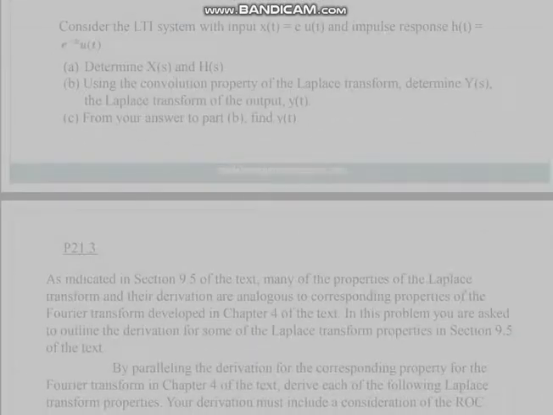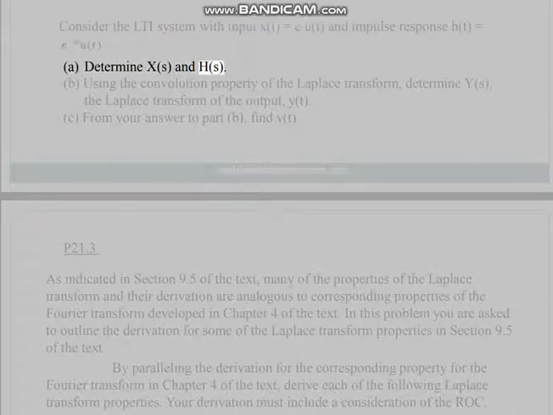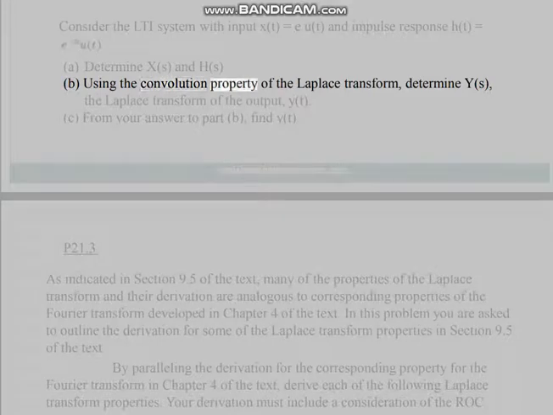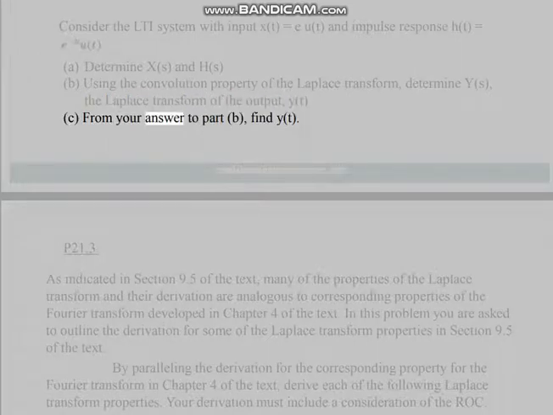P21.2. Consider the LTI system with input x(t) = e^(-t)u(t), and impulse response h(t) =. A. Determine X(s) and H(s). B. Using the convolution property of the Laplace transform, determine Y(s), the Laplace transform of the output y(t). C. From your answer to part B, find y(t).